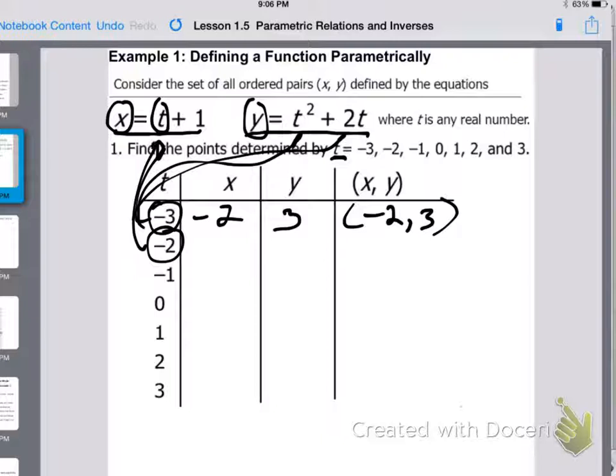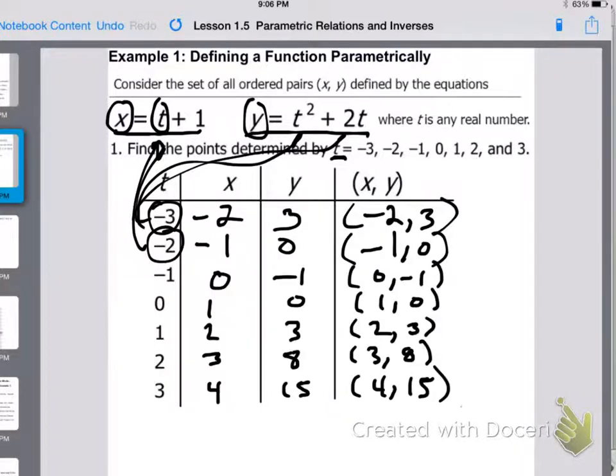Plug in -2. -2 plus 1 is -1. And then -2 squared is 4 plus -4. So we're going to have 0 here. So -1, 0 is my ordered pair. What I want you to do right now is hit pause and work out the rest of them on your own. When you're finished, hit play, and I'll have the answers up. Okay, and here are the answers. Hopefully when you work yours through, they match what I have here.